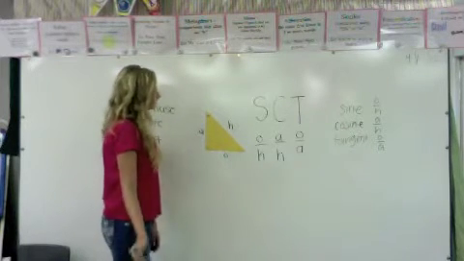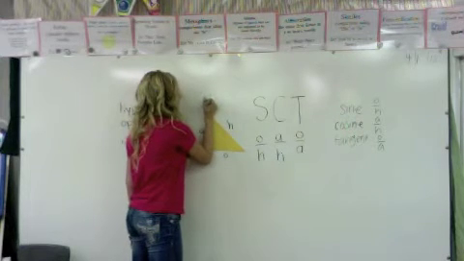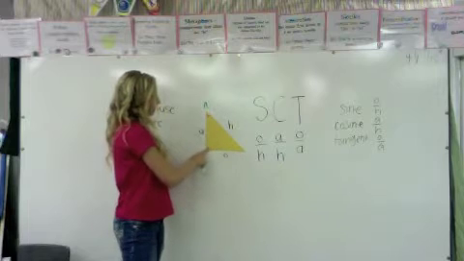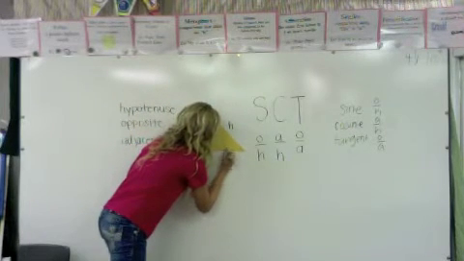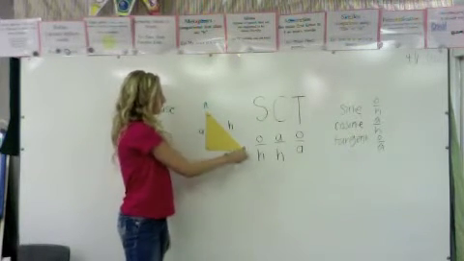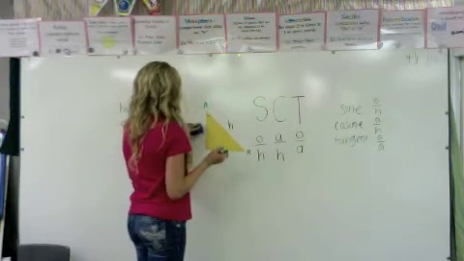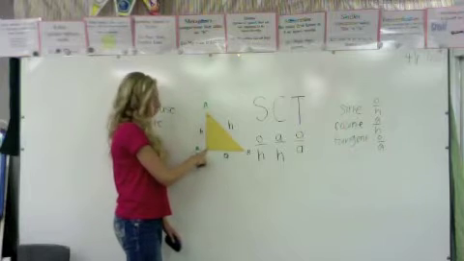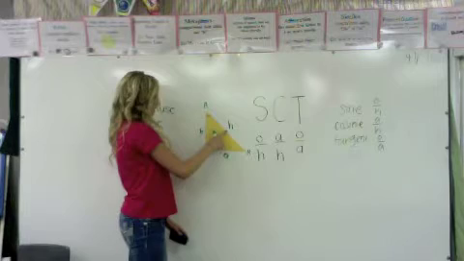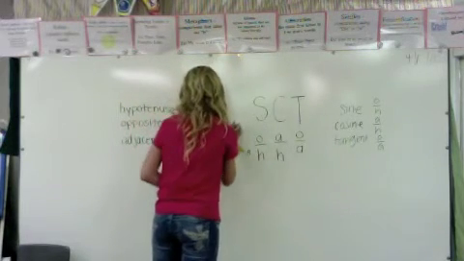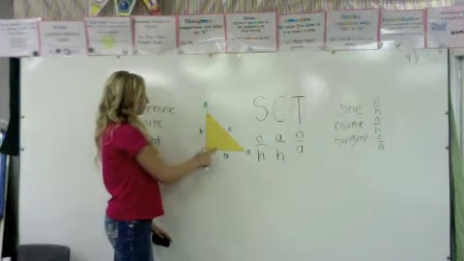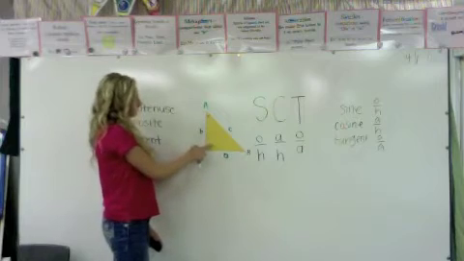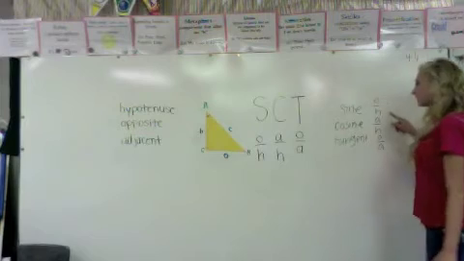Now we're going to try it with a real triangle. We're going to say that this angle right here is angle A. So you know that this side will be side A. This angle will be angle B, so you know that this side will be side B. And this angle will be angle C, so you know that this will be side C. So this side is the opposite side, this side is the hypotenuse, and this side is the adjacent. So if you were given this triangle, you could figure out how to do sine, cosine, and tangent.